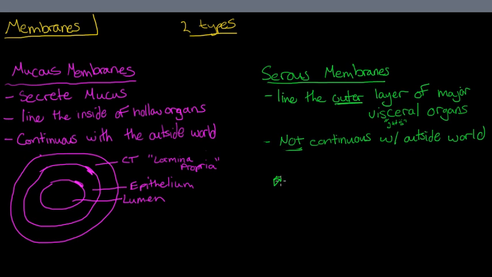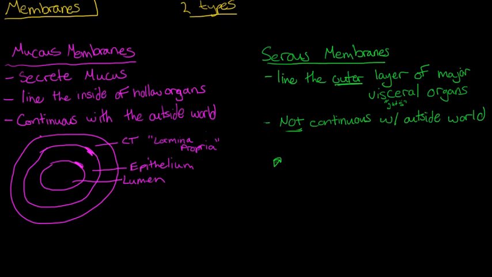There are going to be two main layers. We'll just call them two layers. And those are going to be the visceral and parietal layer. Now don't get confused with these replacing the epithelium and connective tissue, because these serous membranes still have the epithelial and connective tissue layers, but these are layers that are in addition to that.